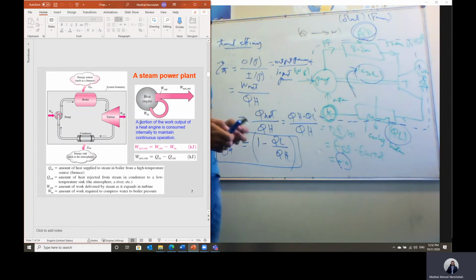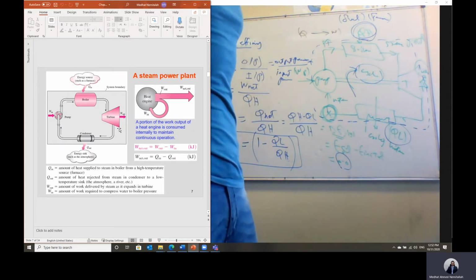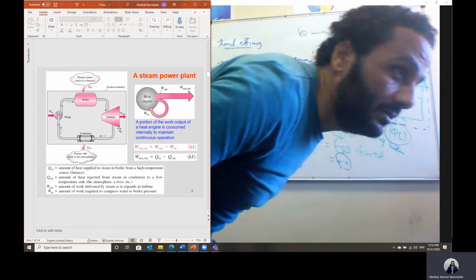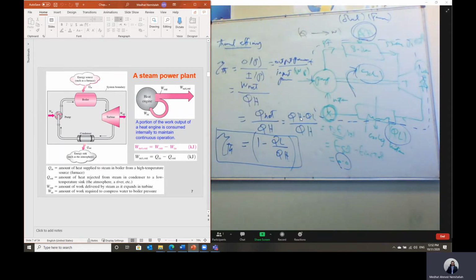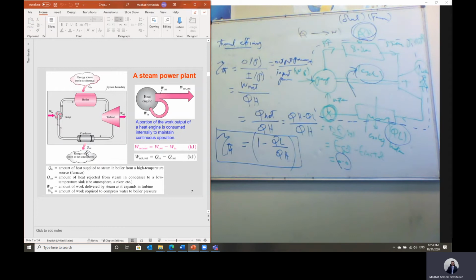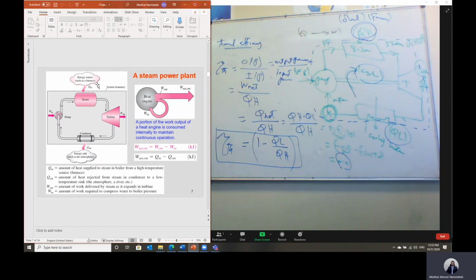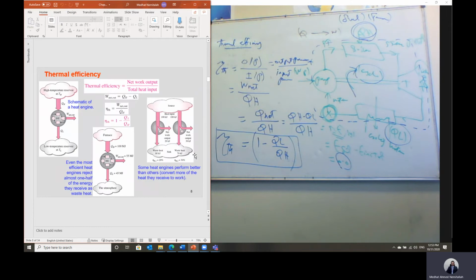The thermal efficiency of a heat engine equals work net divided by Q high, the heat added at high temperature, and that equals, since work net is the same as Q net, Q high minus Q low divided by Q high, or 1 minus Q low divided by Q high. Q low is the heat rejected from the system, like in this steam power plant, where heat is rejected in the condenser. Q high is the heat added at high temperature, which is the heat added in the boiler in this case.